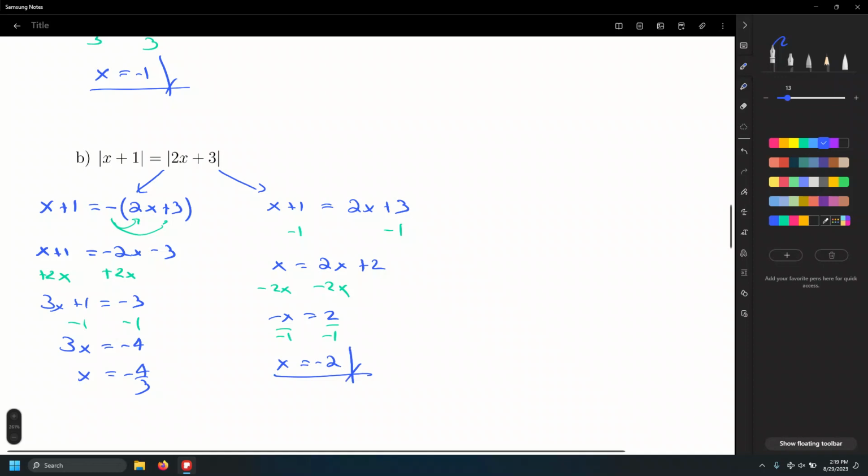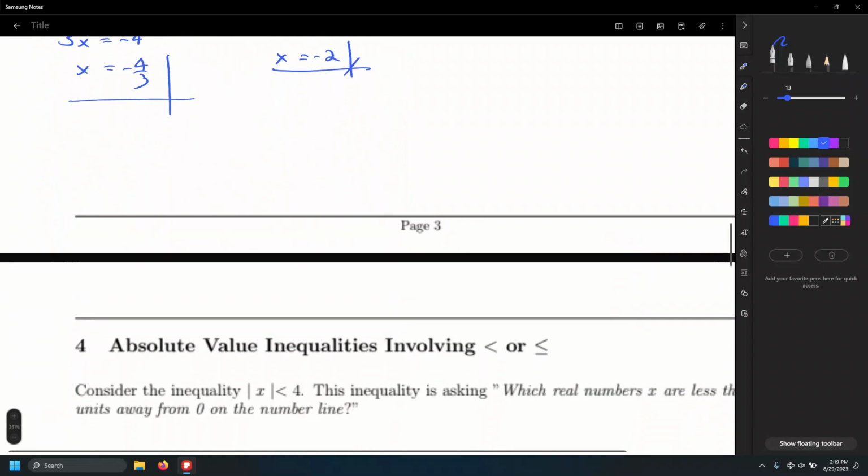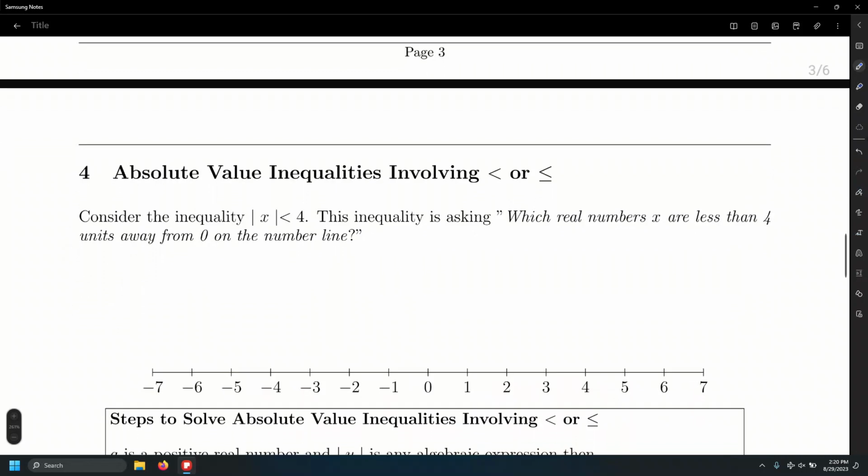All right? Two solutions. An absolute value equation has two solutions. So, a couple of examples on solving absolute value equations involving two absolute value terms. Let's move on to the next topic. Now let's solve inequalities, like the ones we solved before in the previous review packet.